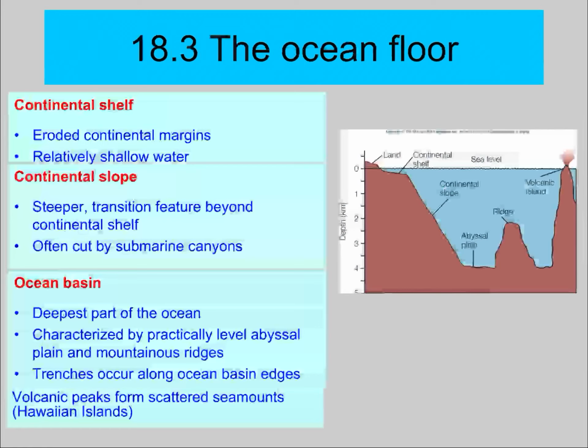The ocean basin is the deepest part of the ocean, characterized by practically level abyssal plains and mountainous ridges. You see those here, the plain and the ridges, which are like underwater mountains. There are usually trenches along the ocean basin edges. Remember, we talked about why that would be the case when we talked about plate tectonics. And then you have volcanic peaks occasionally forming scattered seamounts, like the Hawaiian Islands or the Aleutian Islands.